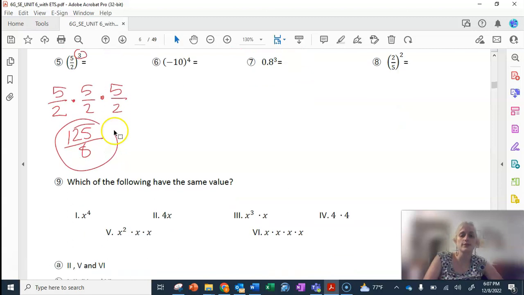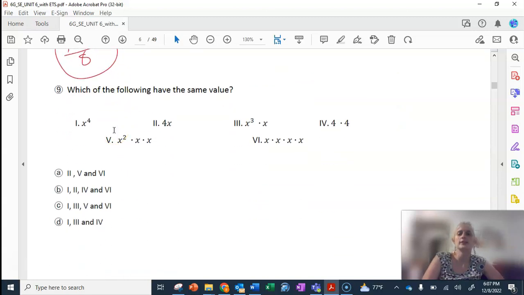Let's do some of the ones with variables. Remember that x is just like a mystery number. X to the power of 4 means x times, you can see why we've been using the dot instead of an x, times x times x. The bottom number, the base, this many times. 1, 2, 3, 4 x's.